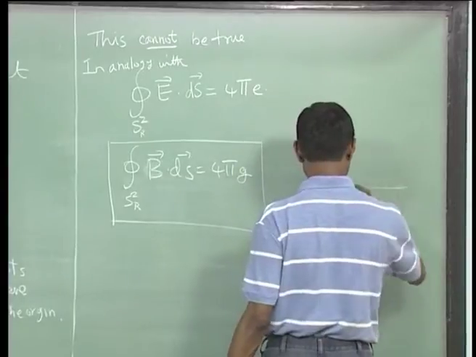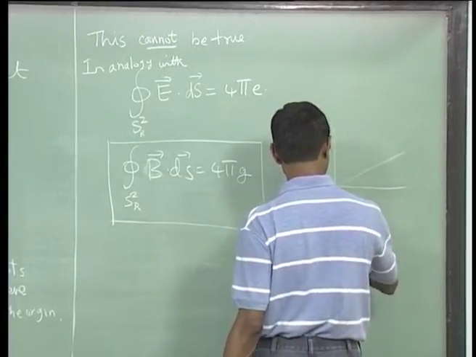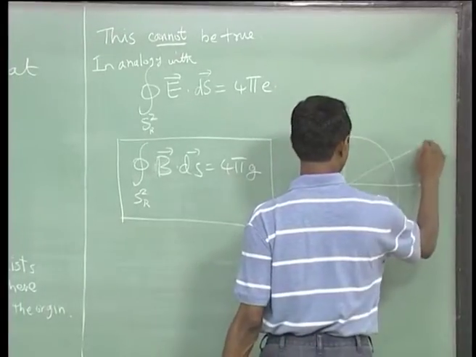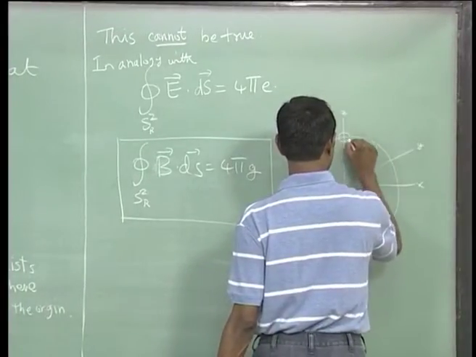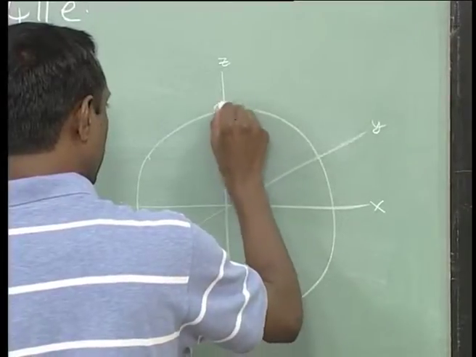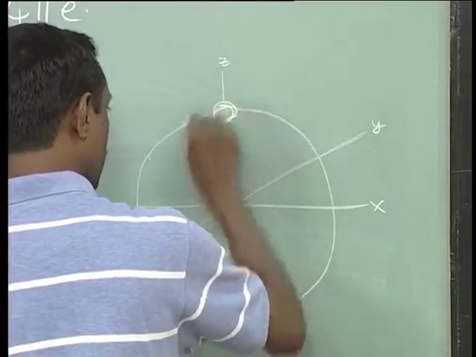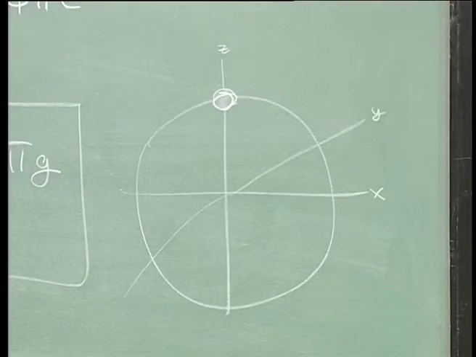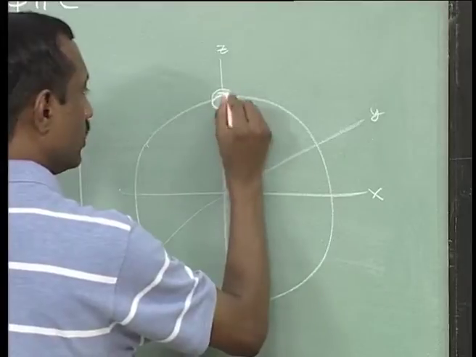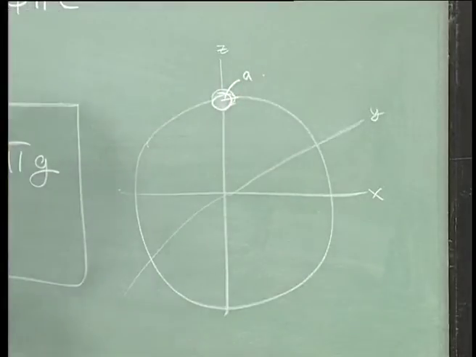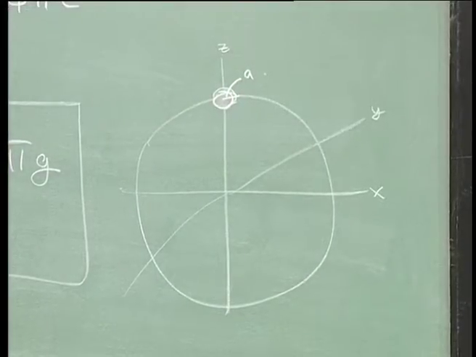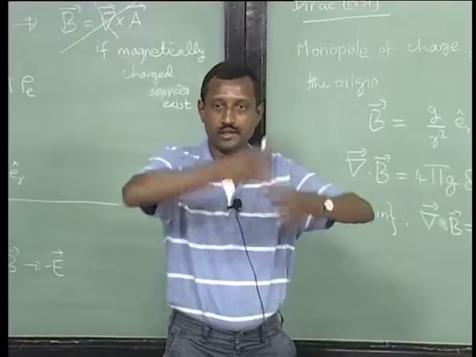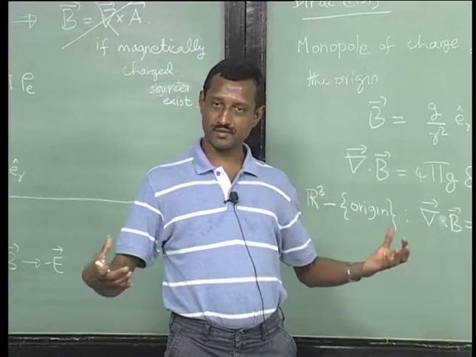So let us say that I chose a sphere, and so x, y and z axis, and let us say that I create a hole of some small radius little a. So what I have here is a sphere with a hole in it. So really I have an open surface.